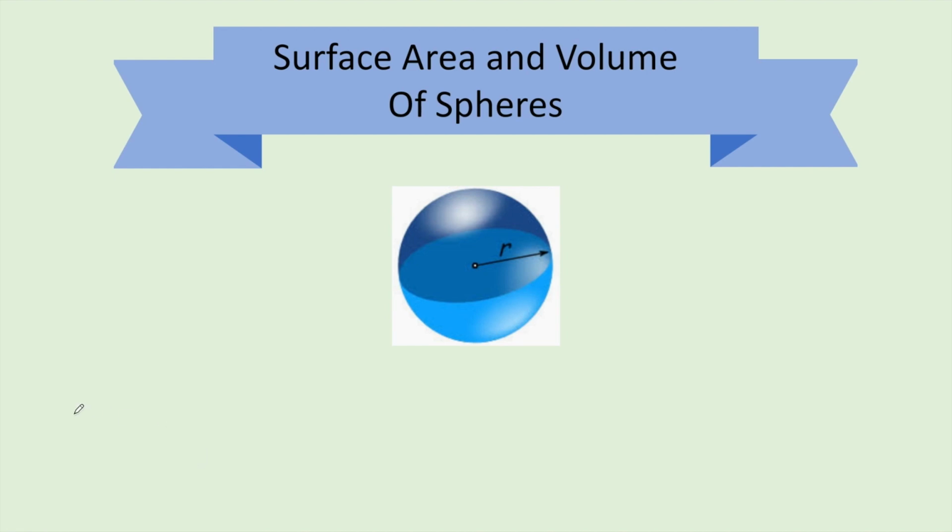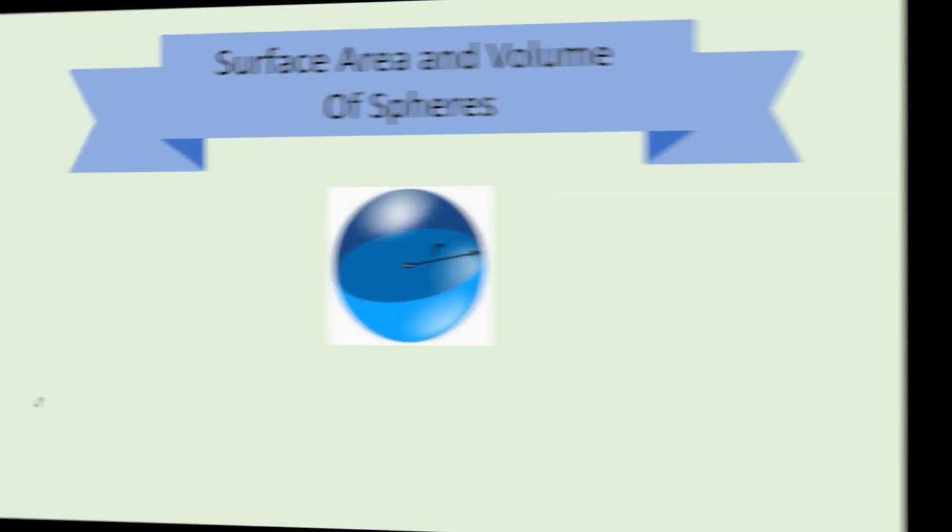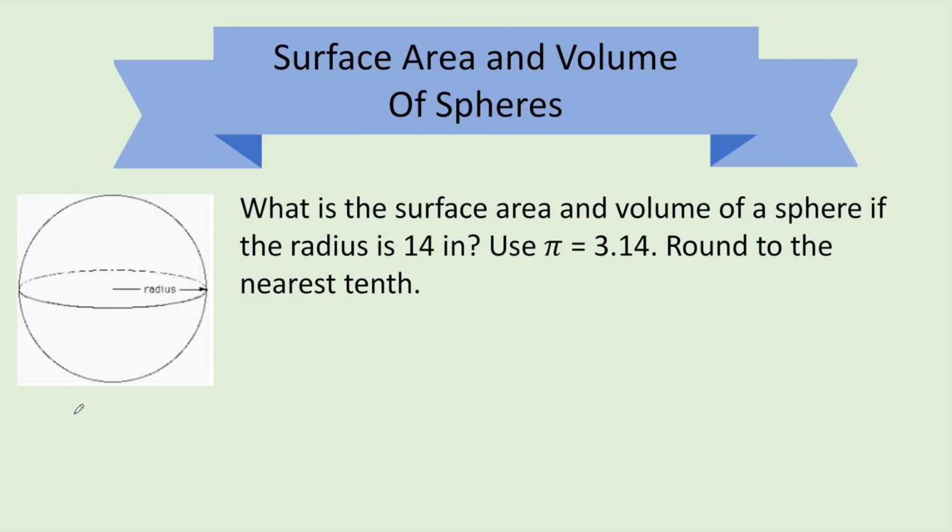Hello, today we're going to discuss surface area and volume of spheres. Okay, on a sphere there's not much going on. You basically have the radius, maybe you have the diameter which goes all the way across. I'm going to find the surface area and volume, so let's find the surface area first.